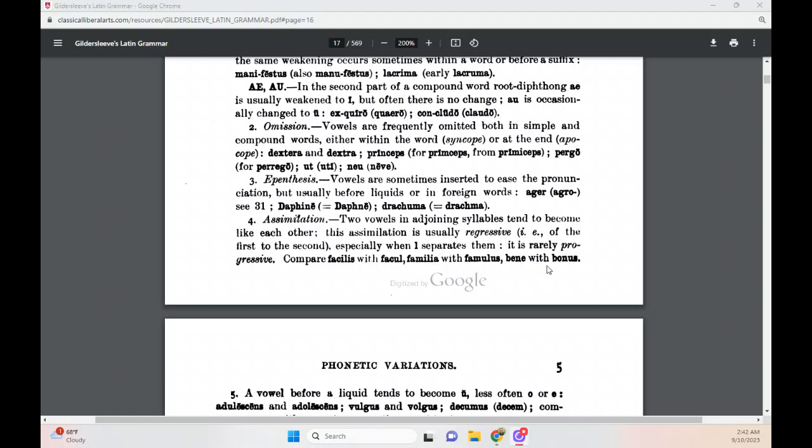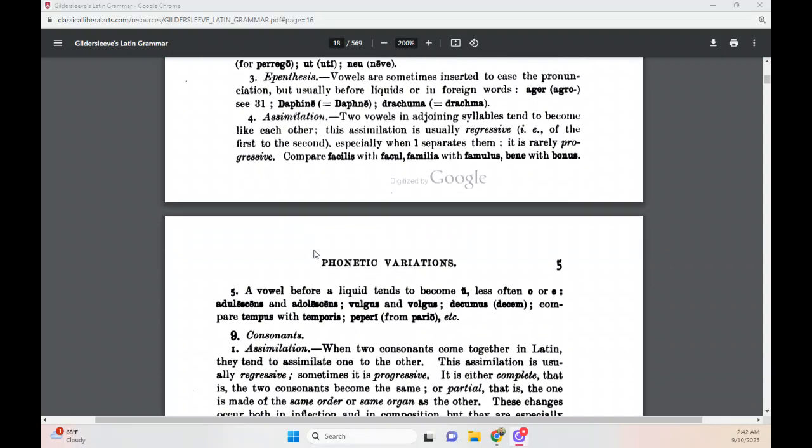Here also we have bonus, where the ending is us, but if the ending for the adverb bene is e, the vowel in the stem is assimilated and becomes like the ending. Bene is much easier than pronouncing bone. So you can see the simple concept of assimilation, how the vowels change so that they become like one another and make it easier to pronounce those words. So that's the fourth kind of variation.